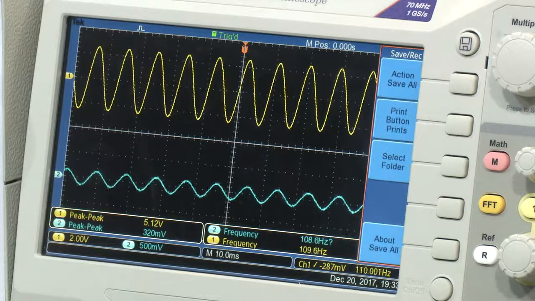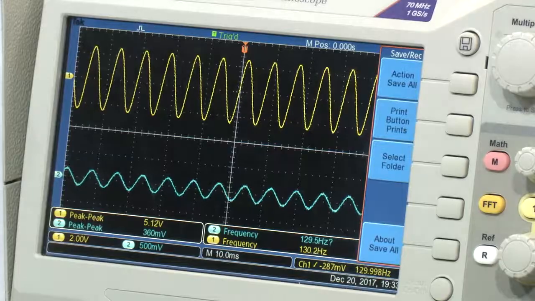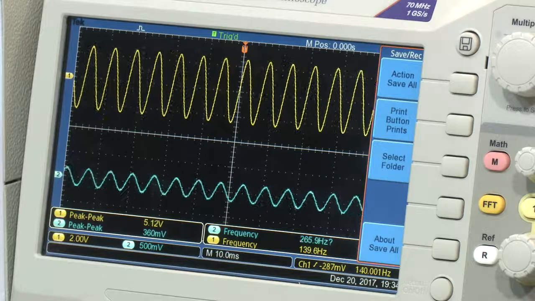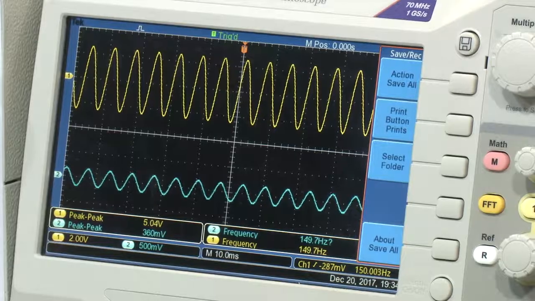Let us go further, let us make 130, still the same, let us make 150, still the same, let us increase it to 160.